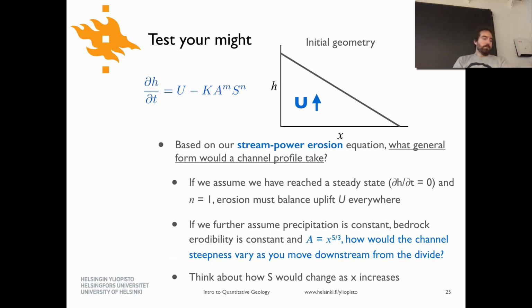Okay, so time to check in and see how well you guys have picked up on how this stream power erosion equation works. So if we look at this equation, it looks something like this. What kind of shape do you think that a natural river channel is going to take from an equation like this? And we can make a couple assumptions.